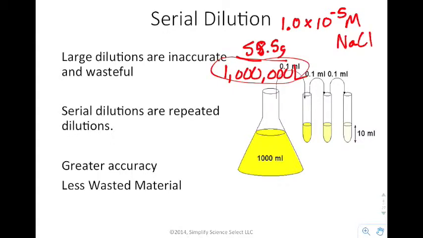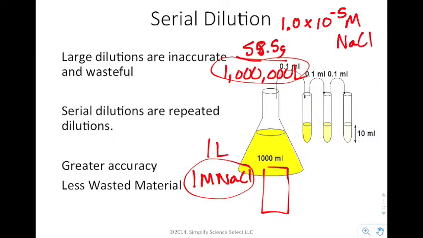So instead, what we do is a serial dilution, which is a process of repeated dilutions. What you would do is create a 1 molar sodium chloride solution, and that would use 1 liter of water. But then you can take a small sample of this and dilute it to 0.1 molar. And take a small sample of this and dilute it to 0.01 molar. And take a small sample of this and dilute it to 0.001 molar, and so on.